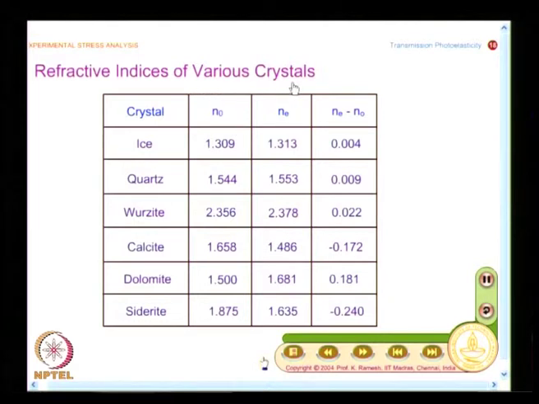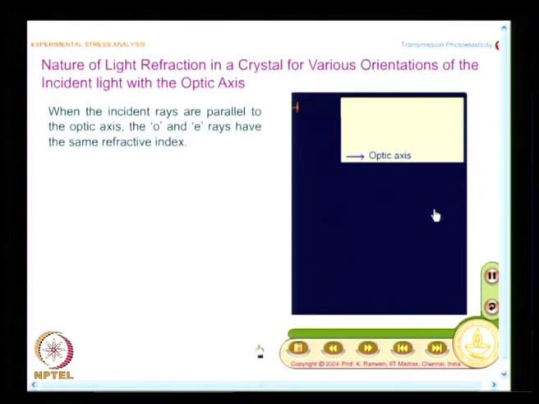So, in a crystal you have this naturally happening, and the crystal behavior is introduced because of the stresses. We are in a position to relate stresses to optical behavior, that is the crux of photoelasticity. And now, what we will have to look at is what is the direction of incident of light which is suitable for photoelastic analysis.